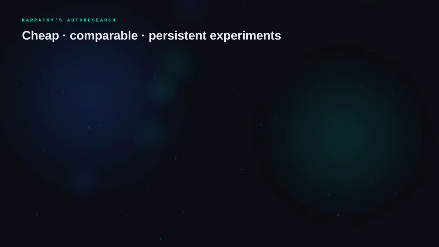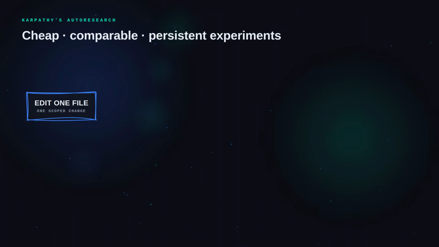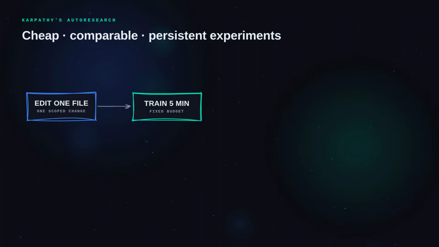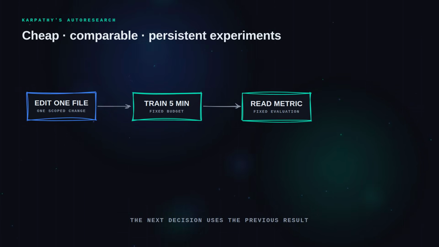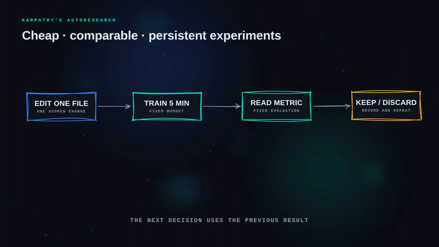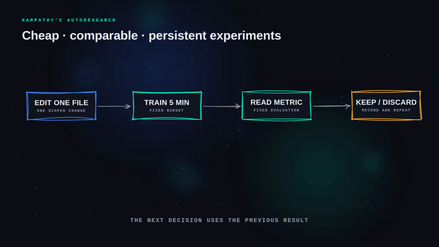The design comes from Karpathy's AutoResearch. His version gives an agent a small language model training setup and lets it experiment autonomously. One file is editable, the evaluation code is fixed, every attempt gets the same 5-minute budget, and one validation metric decides whether a change is kept or discarded. The agent records the result and immediately tries again. The clever part is not a complicated agent framework. It is making experiments cheap, comparable, and persistent enough that the next decision can use the previous ones.